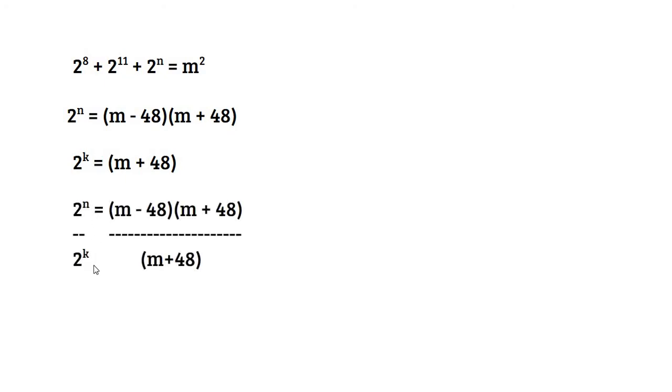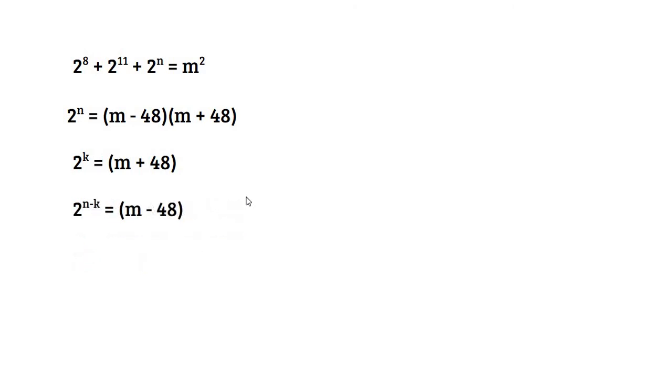Then 2 to the n over 2 to the k, which is m minus 48 times m plus 48 over m plus 48, this whole thing, is 2 to the n over 2 to the k. Let's simplify this further into 2 to the n minus k equals m minus 48. Now if we subtract these two quantities, we'll get rid of m. So 2 to the k minus 2 to the n minus k is equal to m plus 48 minus m plus 48, because this negative 48 becomes plus 48. Let's simplify both sides. This side will only be 48 plus 48, which is 96.